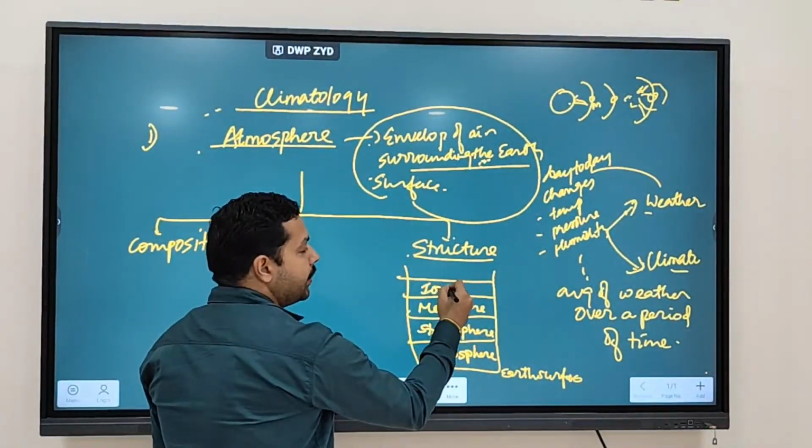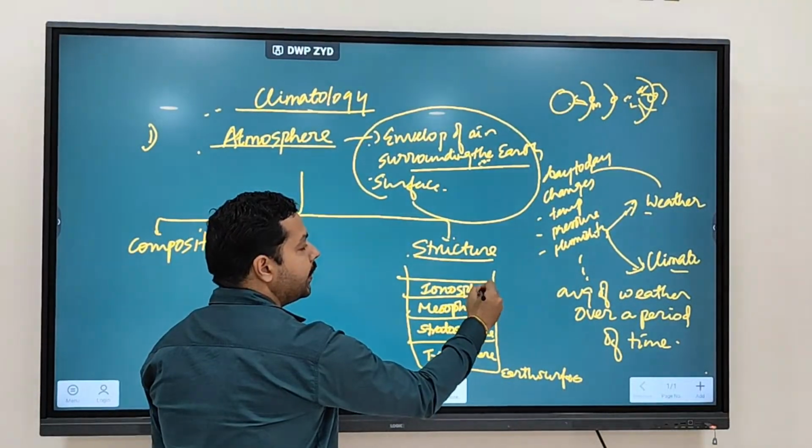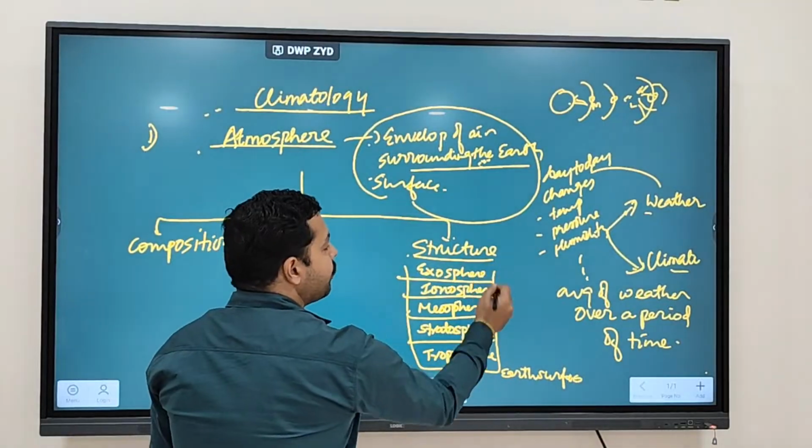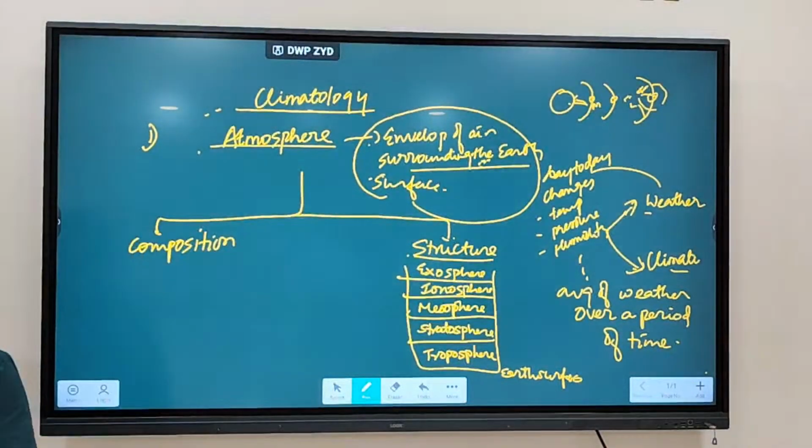Next is called the ionosphere. And finally, you have the exosphere. So these are the different layers, the structure of the atmosphere. What are the different layers constituting the atmosphere? This is called the structure. So troposphere, stratosphere, mesosphere, ionosphere, exosphere. These are the different layers of the atmosphere.